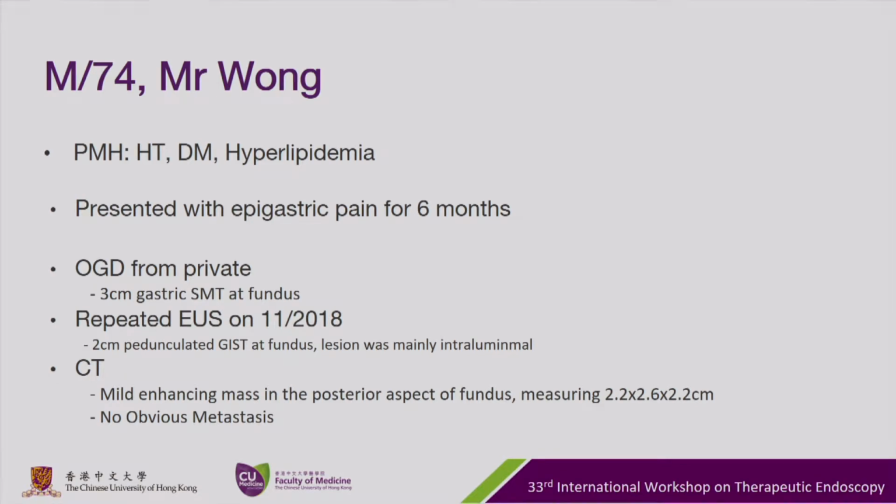So this is our final case of the day, a 74-year-old gentleman who has a background of hypertension, diabetes and hyperlipidemia. He presented with epigastric pain for 6 months, with OGD done in private showing a 3 cm gastric SMT at the fundus. Repeated EUS in November 2018 shows a 2 cm pedunculated cyst at the fundus. The lesion was mainly intraluminal. CT confirmed a mild contrast-enhancing mass in the posterior aspect of the fundus, measuring 2.2 times 2.6 cm, and there's no obvious metastasis.